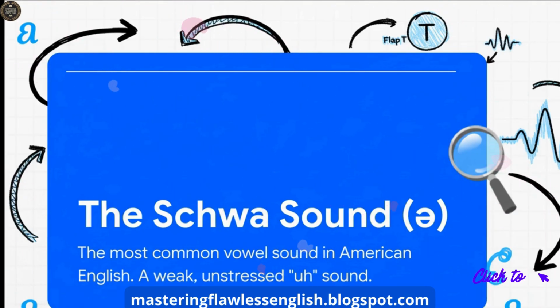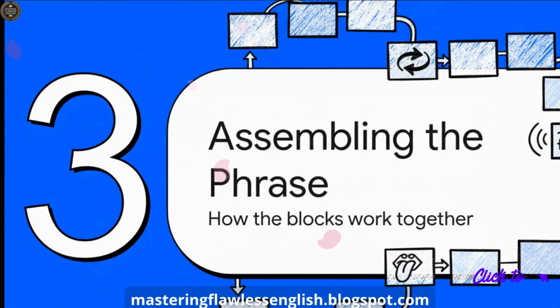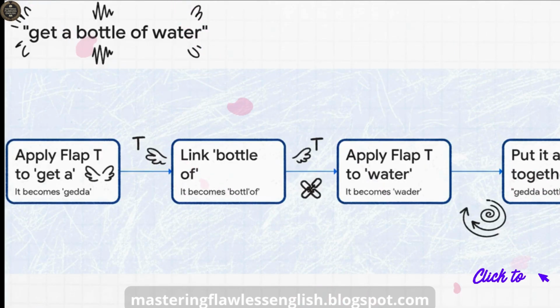All right, theory time is over. We have our 4 building blocks. Now, let's put them all together and see how they can transform a simple phrase from the page into natural, flowing, spoken American English. This is where the magic happens. So what's really important is how these rules stack on top of each other. Let's take this phrase, "get a bottle of water."